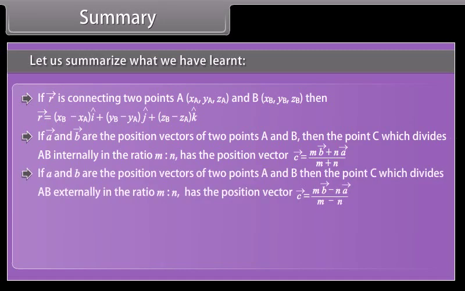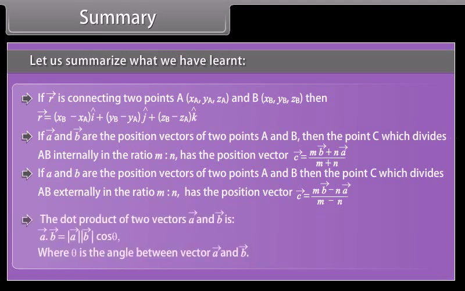If A and B are the position vectors of two points A and B, then the point C, which divides AB externally in the ratio m is to n, has the position vector, vector C equals (m into vector B minus n into vector A) by (m minus n). The dot product of two vectors A and B is the magnitude of A times the magnitude of B, then multiplied by the cosine of the angle between A and B, where theta is the angle between vectors A and B.